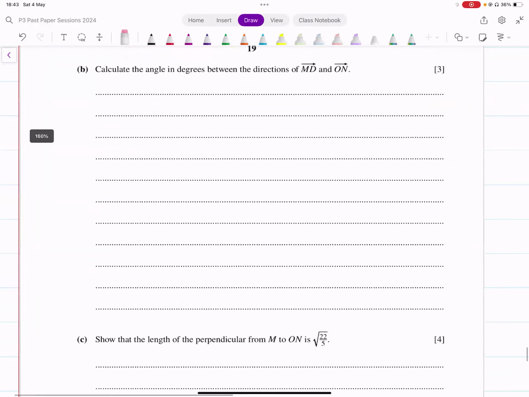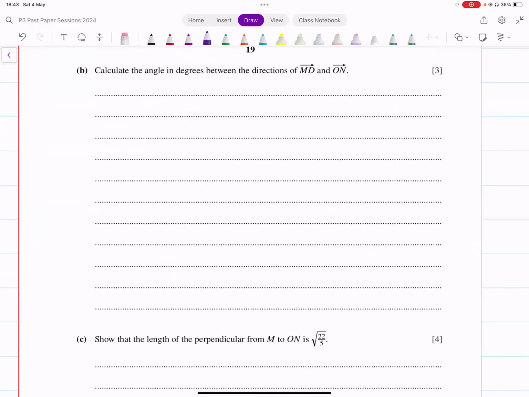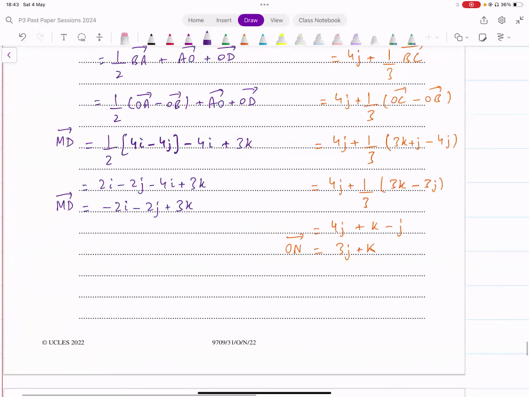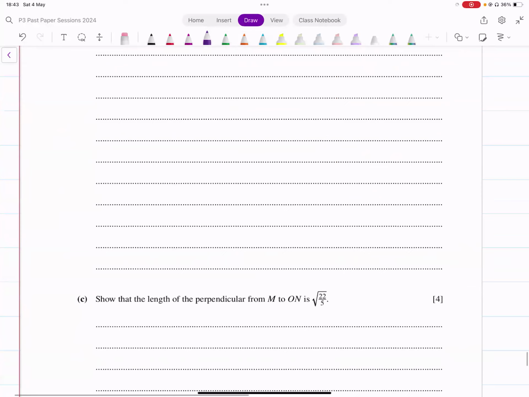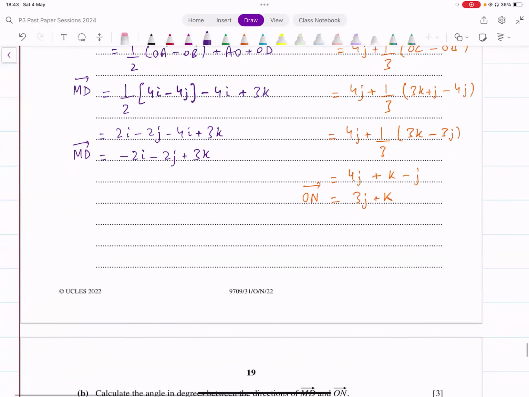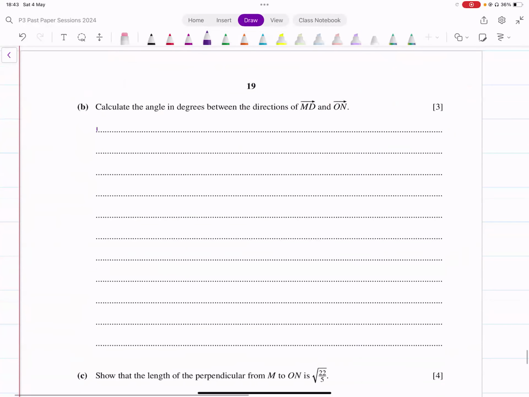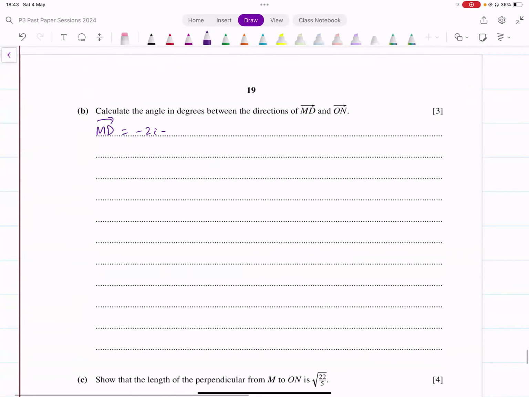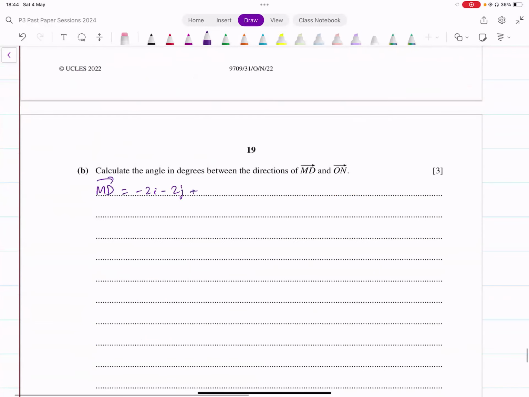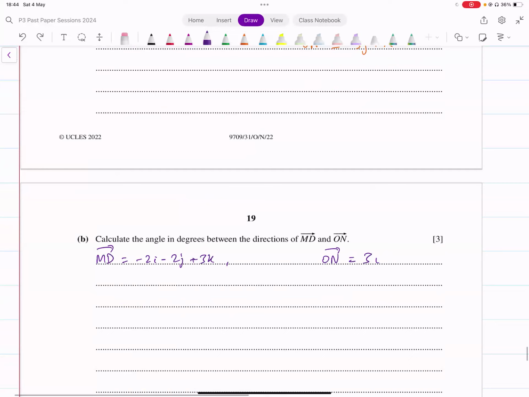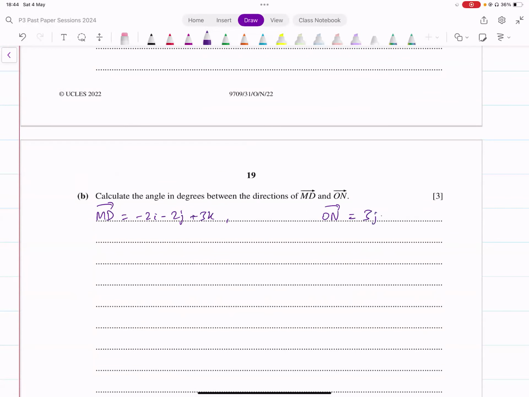Calculate the angle in degrees between the directions of MD and ON. Angle between directions MD and ON. Okay, so we found both of those vectors before. Now you see the next 2 parts are pretty standard, right? The next 2 parts are standard, but you can only do them if you get the first part correct, right? Now vector MD is equal to minus 2i minus 2j plus 3k, and the other vector ON is equal to 3j plus k.